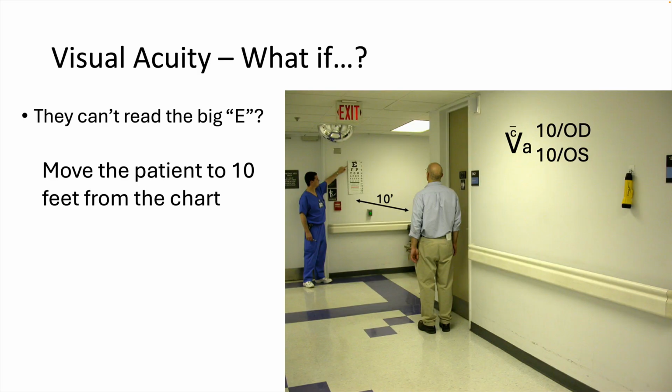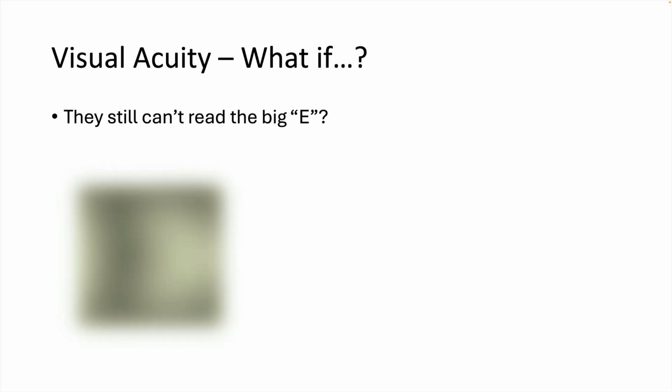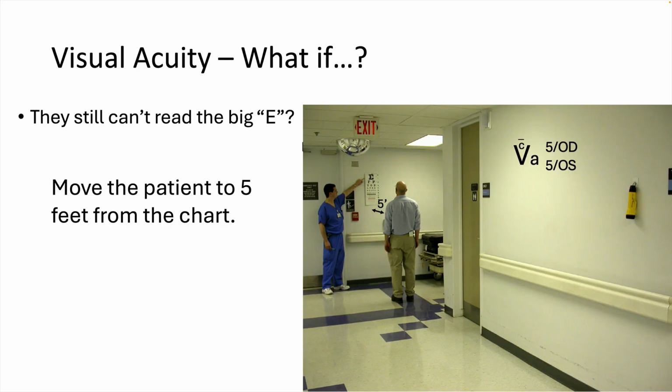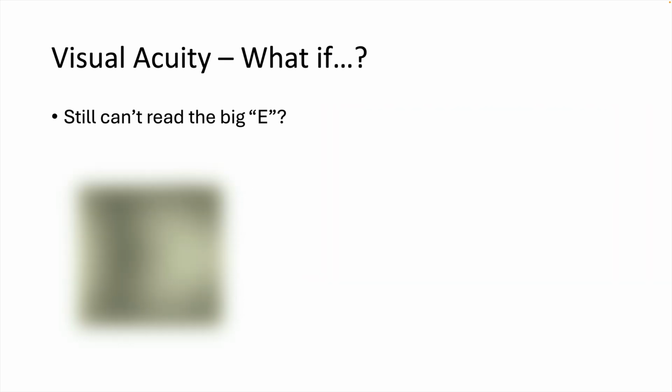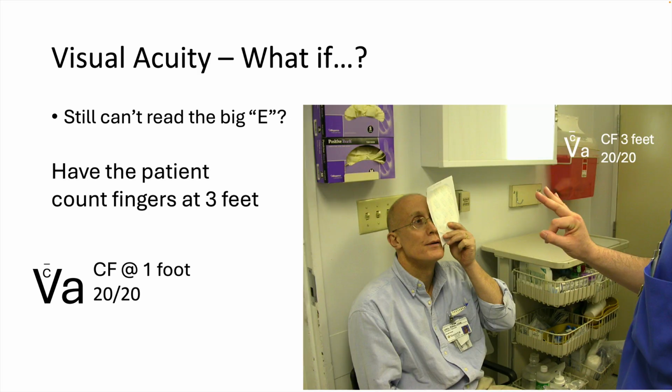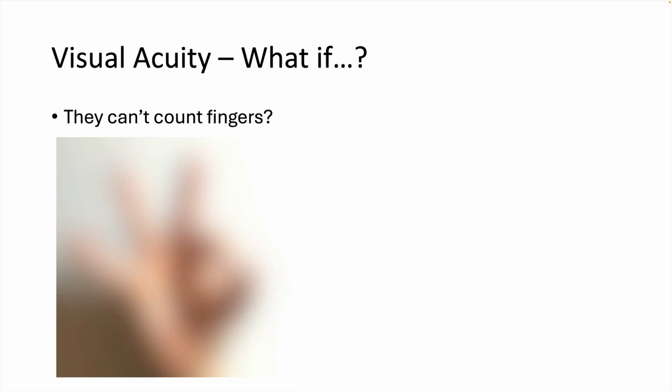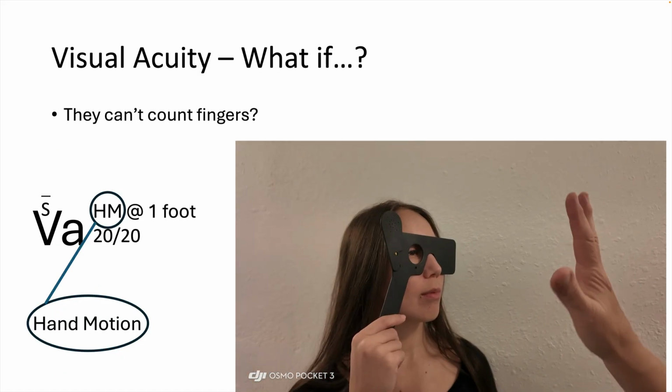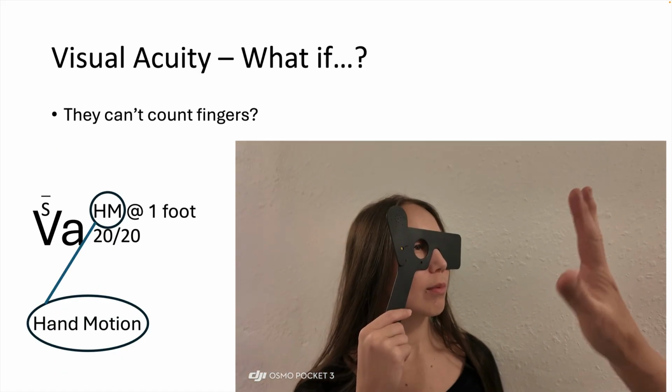What if you are performing visual acuity testing and your patient cannot read the big E? Then move the patient 10 feet from the chart and simply change the numerator. What if they still can't read the big E? Then move the patient 5 feet from the chart and simply change the numerator. What if the patient still can't read the big E? Then have the patient count fingers at 1 to 3 feet. But what if they can't count fingers? If the patient cannot count fingers, assess if they can detect hand motion.